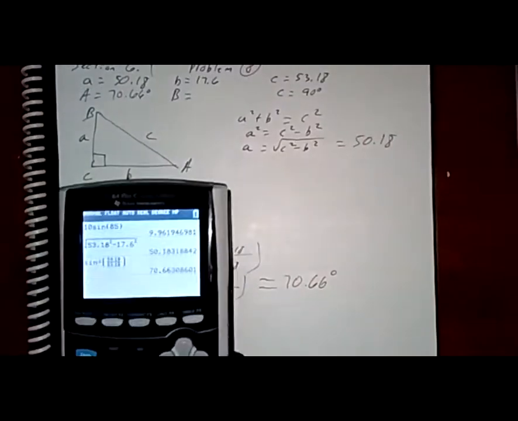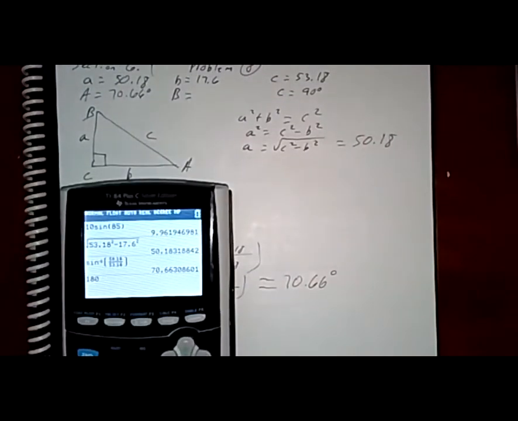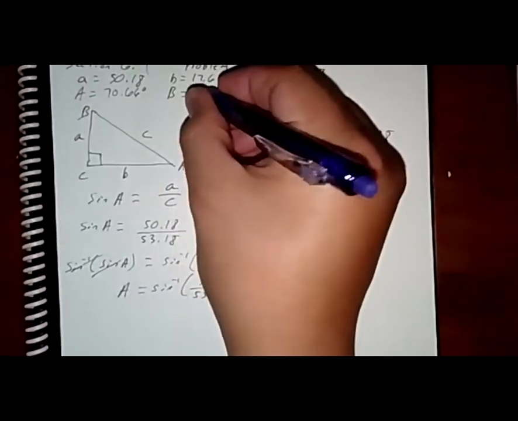And once you have one, you can find the other. Once you have two, you can find the last one, right? So 180 minus 70.66 minus 90. So the last angle was 19.34 degrees. Any questions on that?